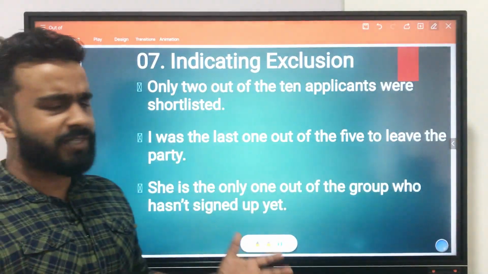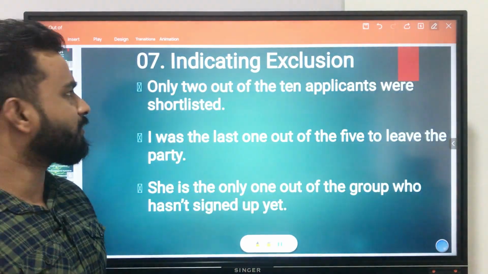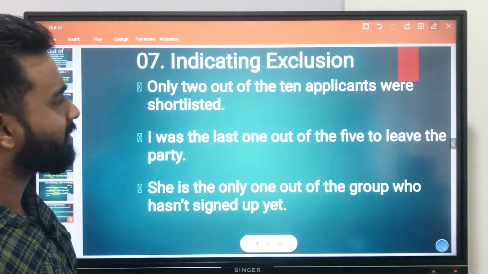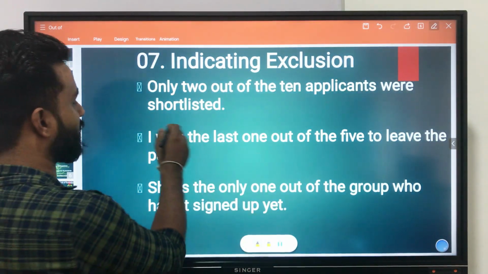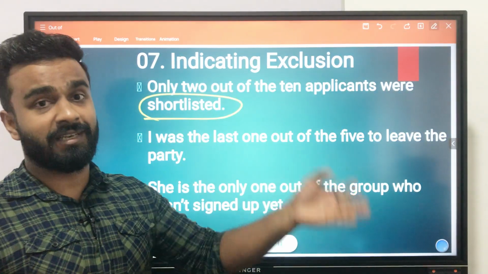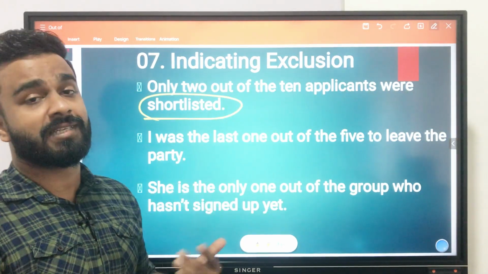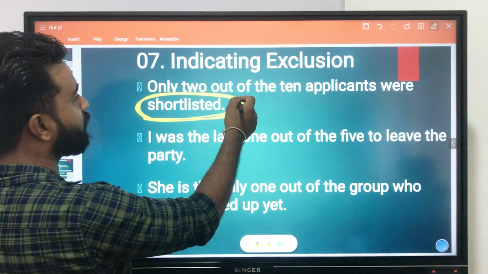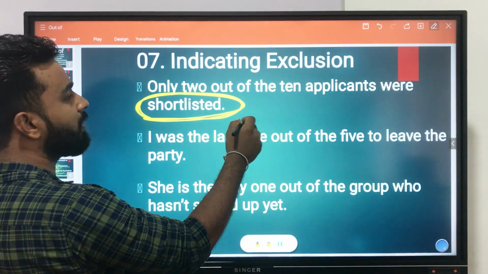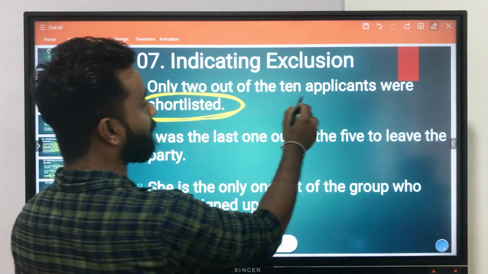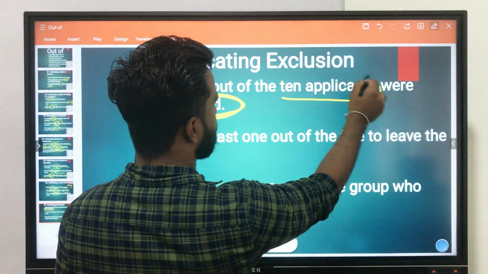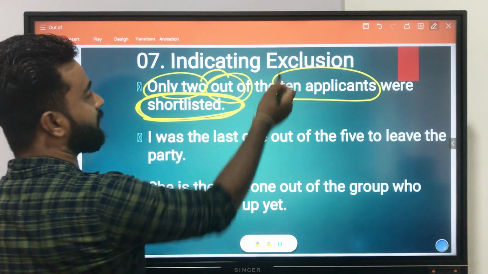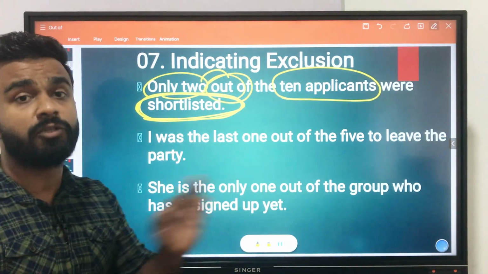The final usage of this preposition "out of" is indicating exclusion. Only 2 out of the 10 applicants were shortlisted. There are so many applicants in a list. We want to select only a few people from that list. Then we say only 2 out of the 10 applicants were shortlisted. There are 10 applicants. We selected only 2. Out of the 10 we selected only 2 applicants.